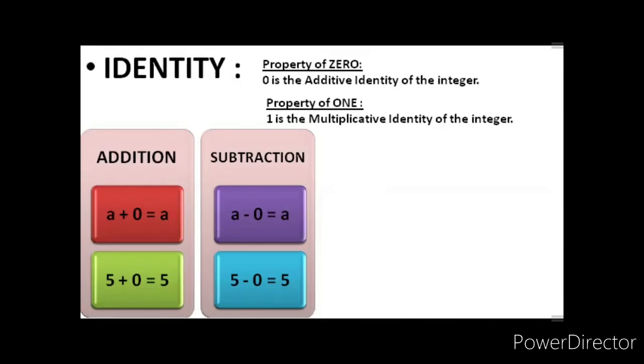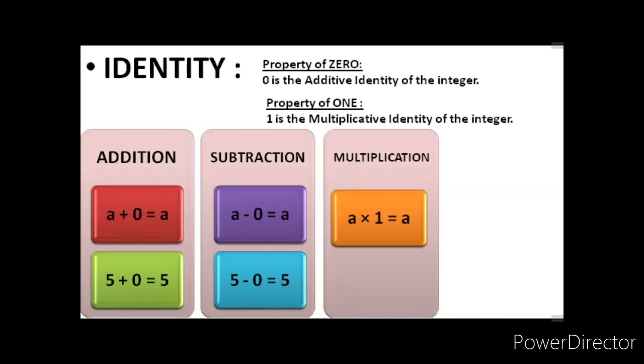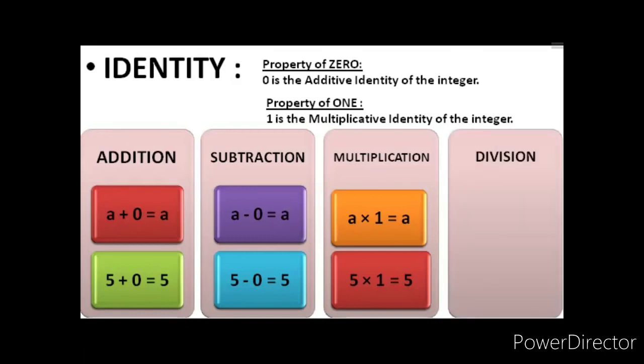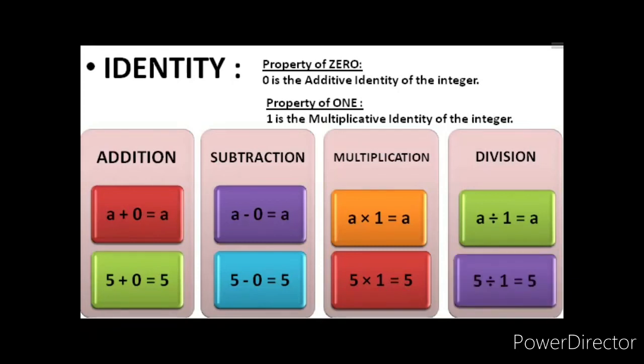Similarly, for multiplication, a multiplied by 1 is equal to a. That is, any integer when multiplied by 1, its value remains unchanged. For example, 5 multiplied by 1 is equal to 5. Similarly, for division, a divided by 1 is equal to a. For example, 5 divided by 1 is equal to 5.